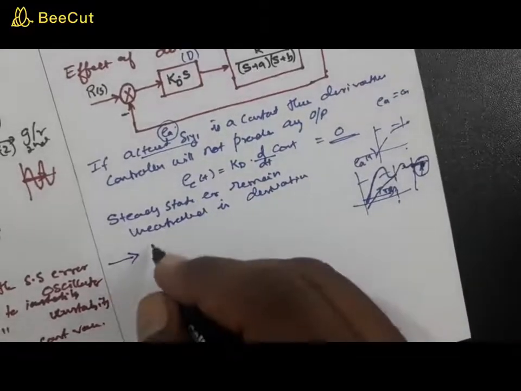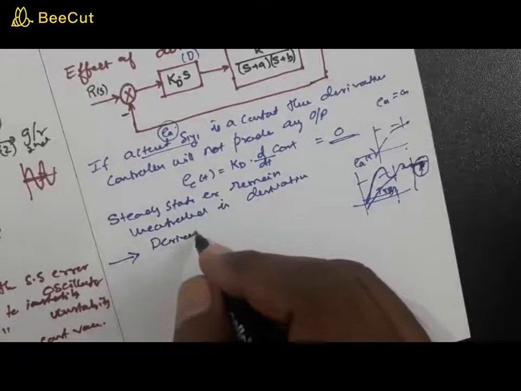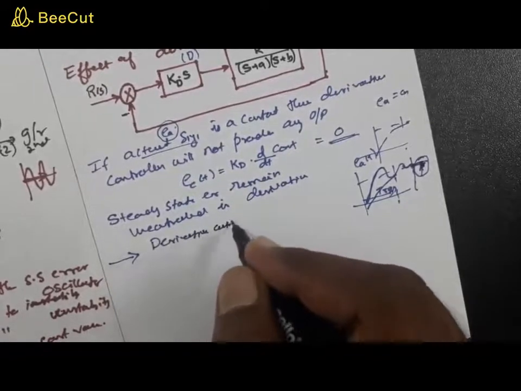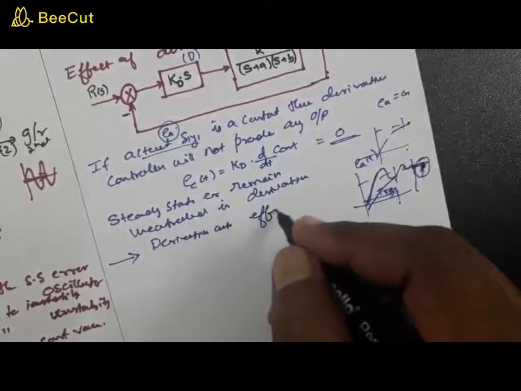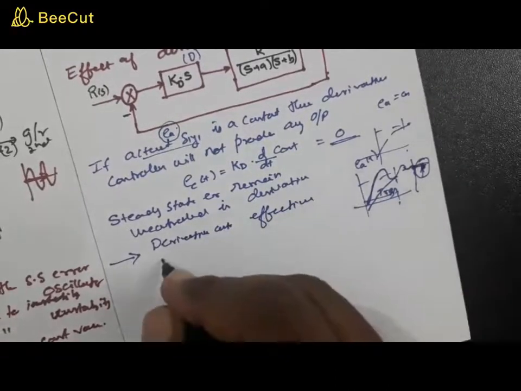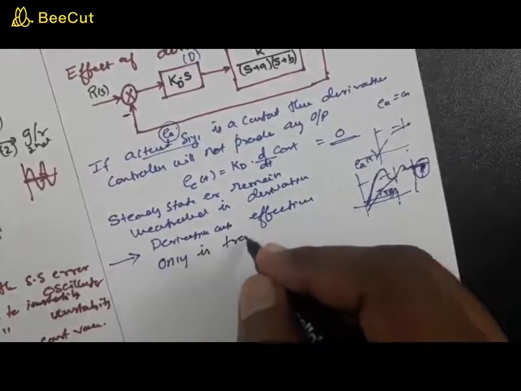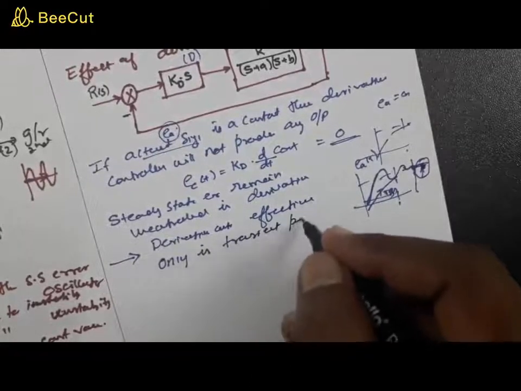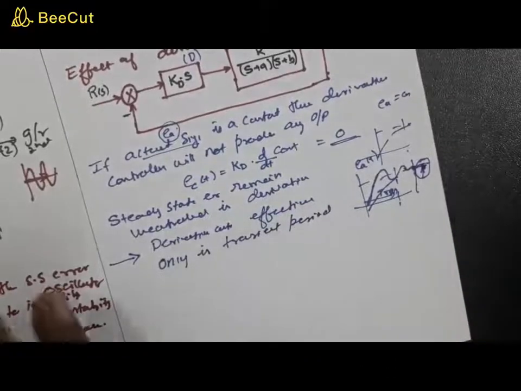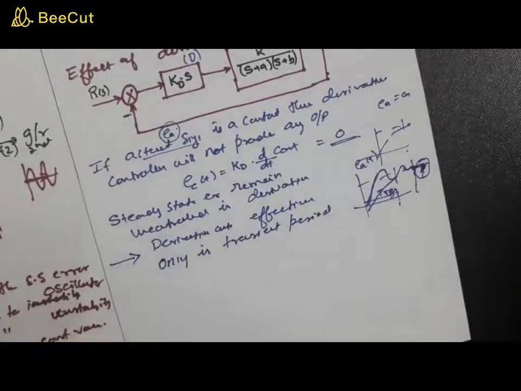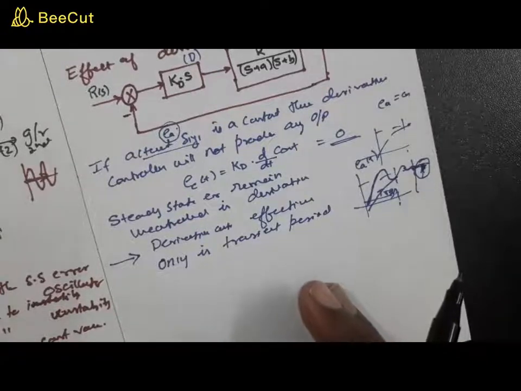So the derivative controller action is effective, and this is a very important point, only in the transient period. Only in the transient period. Hope you understood why it is so. Because in the transient period only this changes, and the derivative controller is more effective when you deal with a changing or varying input.